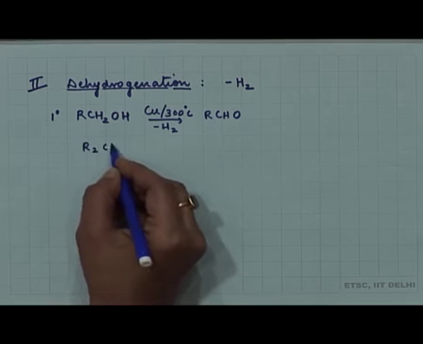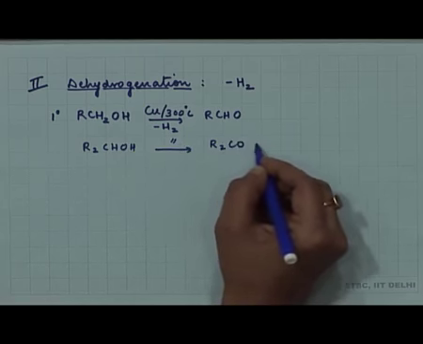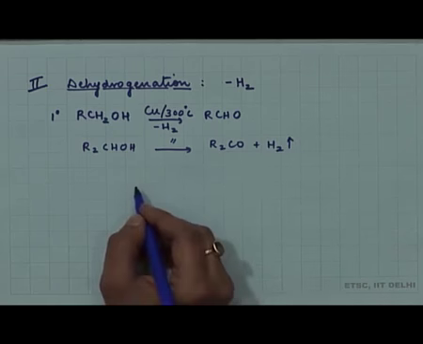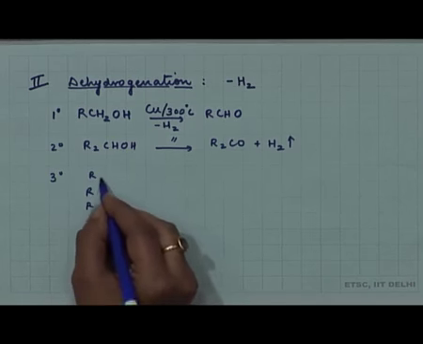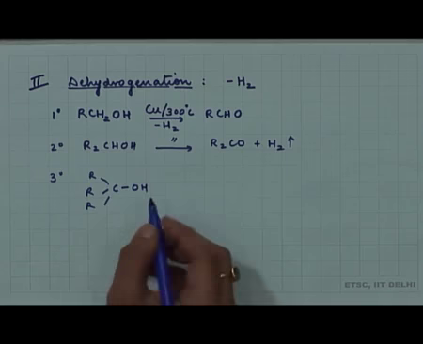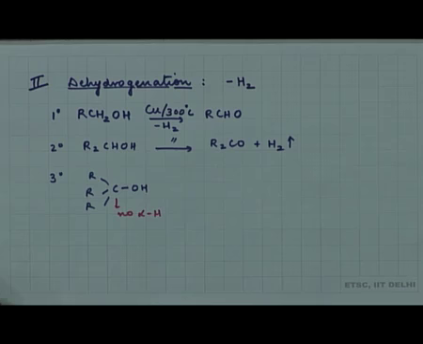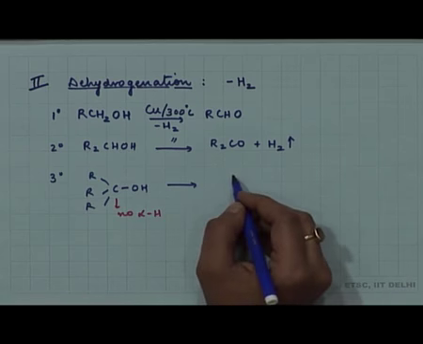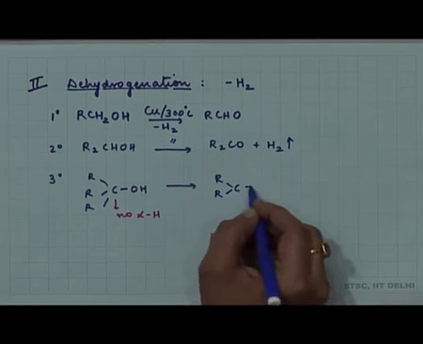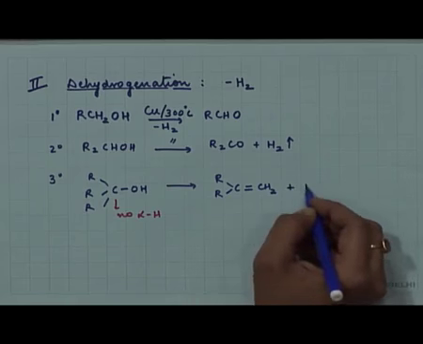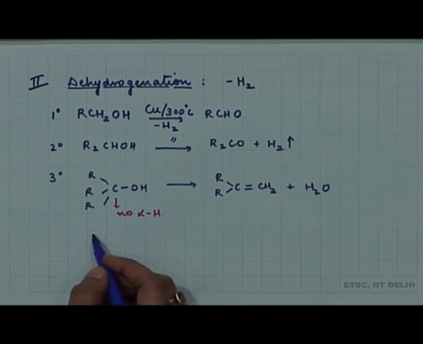If you start with the corresponding secondary alcohol, under the same conditions, you will get the ketone with the release of hydrogen. If you start with a tertiary alcohol for that matter, it does not bear any alpha hydrogen. There is no alpha hydrogen available with the tertiary alcohol, and therefore, there is no possibility of a dehydrogenation to take place, and in fact, this yields you the corresponding dehydration product. So, you get a dehydration with the loss of water molecule from the 3-degree alcohol.